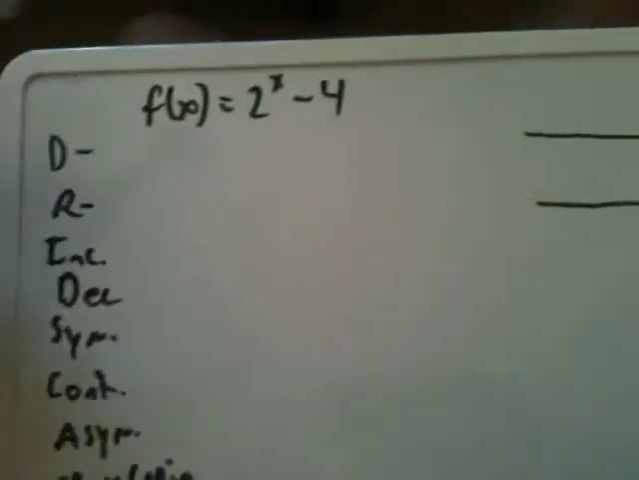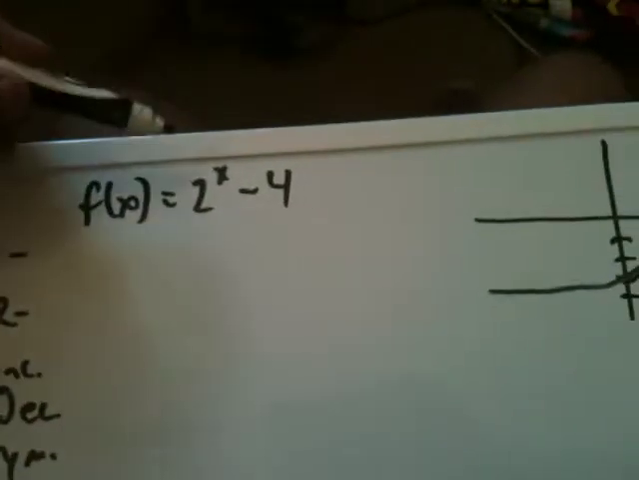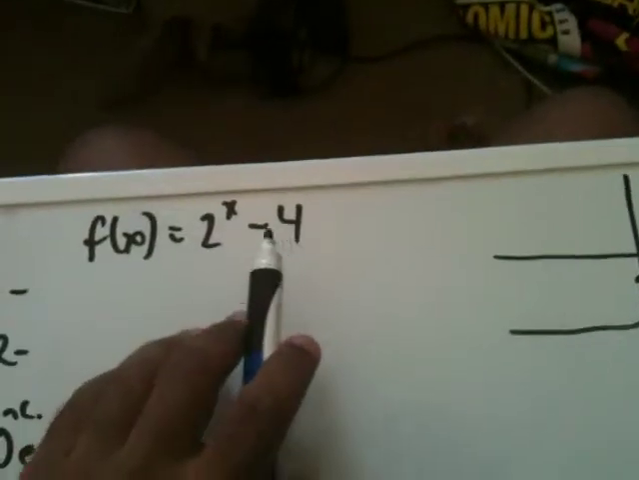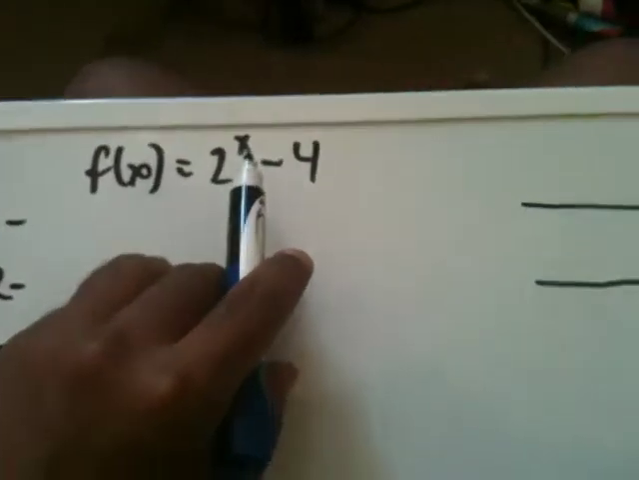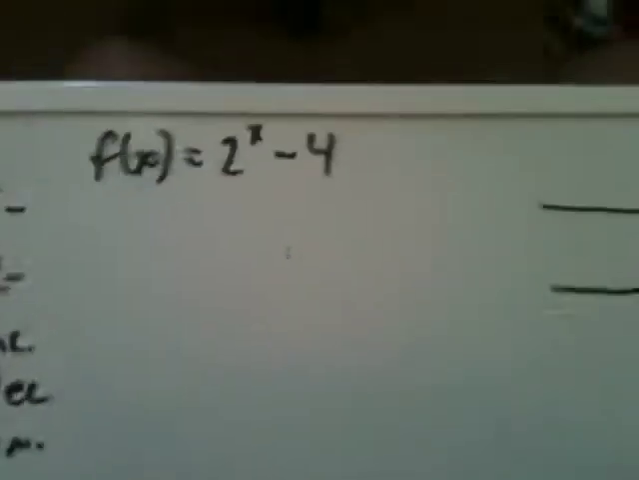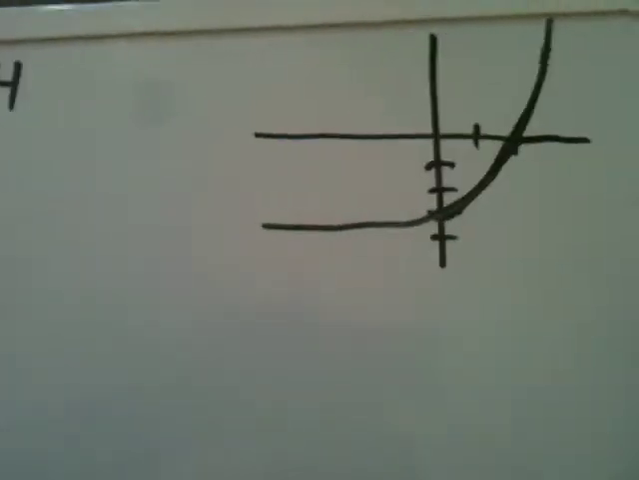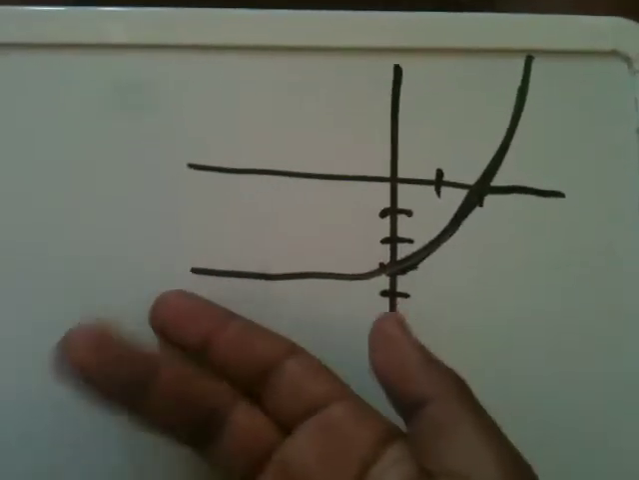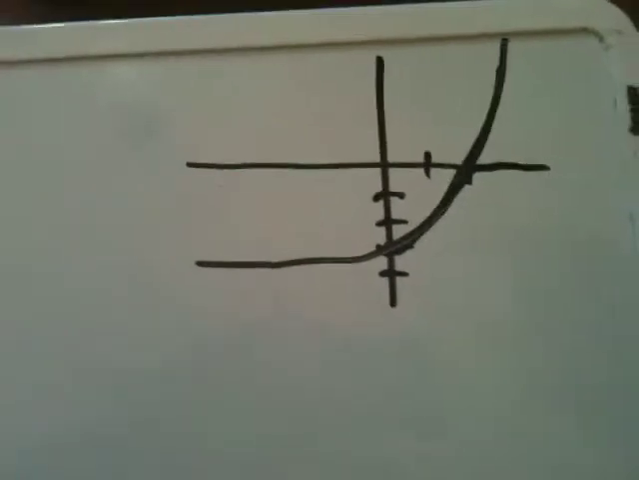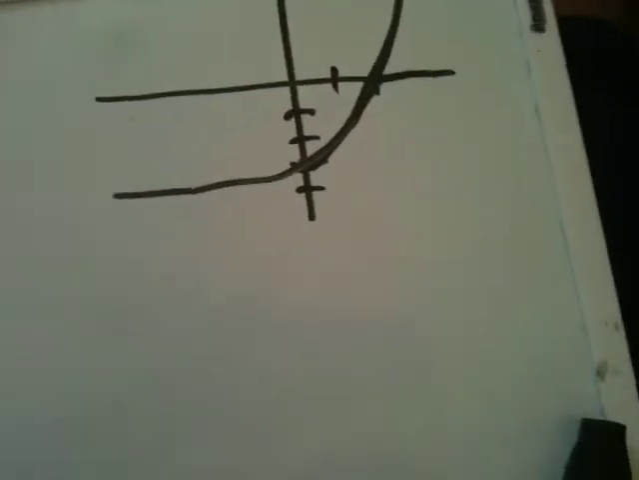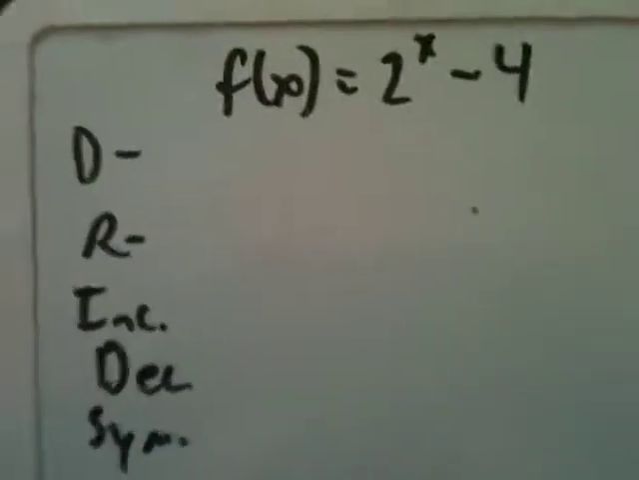Okay, so now we're going to analyze this function, f of x equals 2 to the x minus 4. It's an exponential function, and the variable is in the power. A quick sketch is a very rough sketch. Here's what it is. It starts out very flat, and then it gets very steep as you move on along to the right.